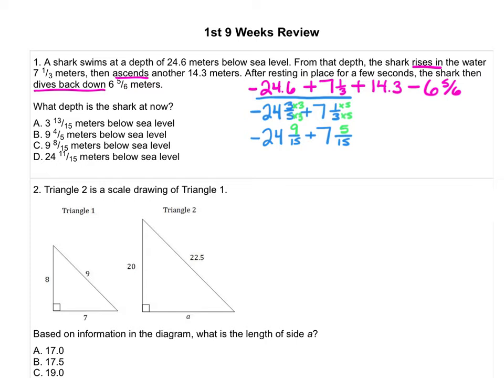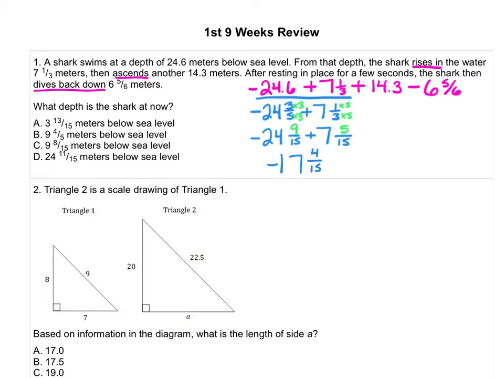Okay, so now we have a negative number plus a positive number. So thinking back to our integer rules, which apply to fractions as well, if we're adding and they're different signs, then we really subtract and take the sign of the larger. So when we subtract, 9/15 minus 5/15 is 4/15. 24 minus 7 is 17. And the larger number, or the number that's further from 0, is negative. So we get negative 17 and 4/15.